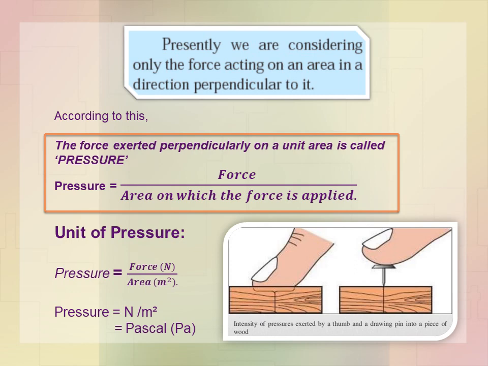Let's see the unit of pressure. Pressure is equal to force upon area. What is the unit of force? It is Newton, and area is meter square. So pressure is equal to Newton per meter square, which is denoted by one word, Pascal, that is Pa.